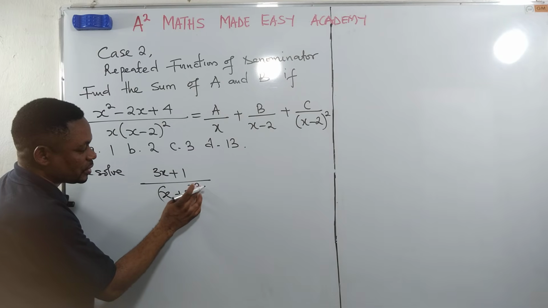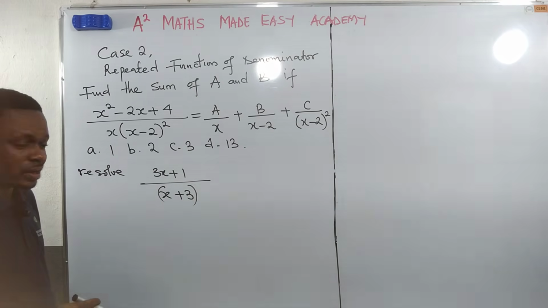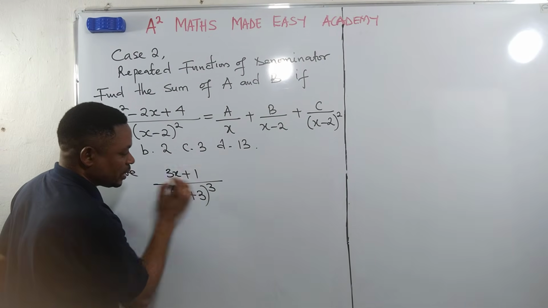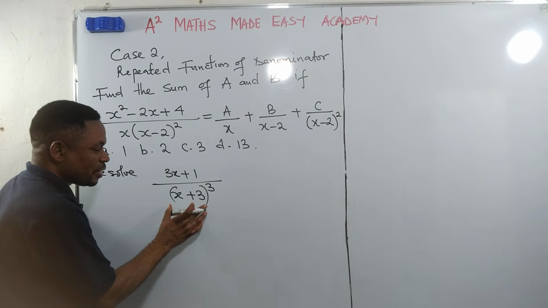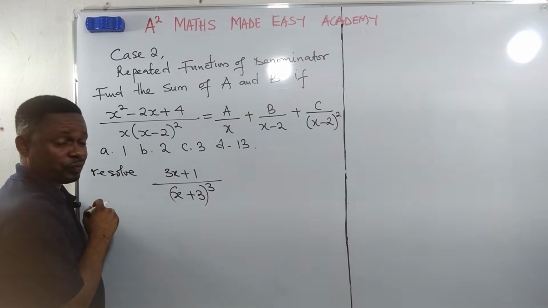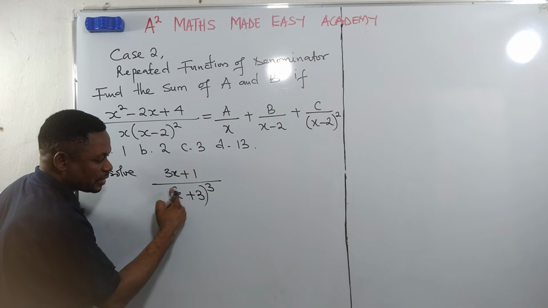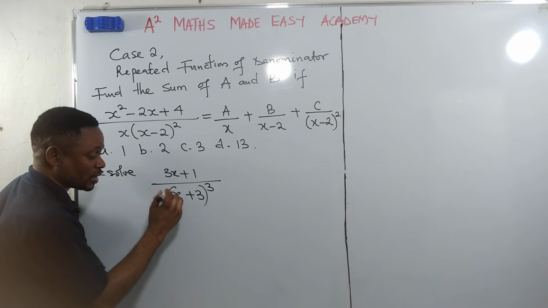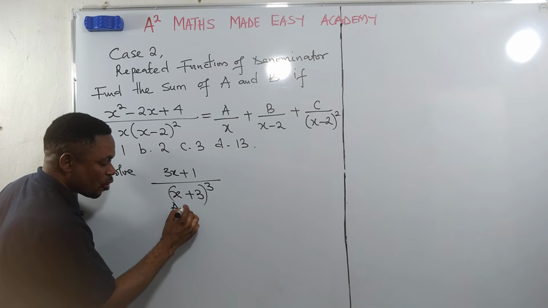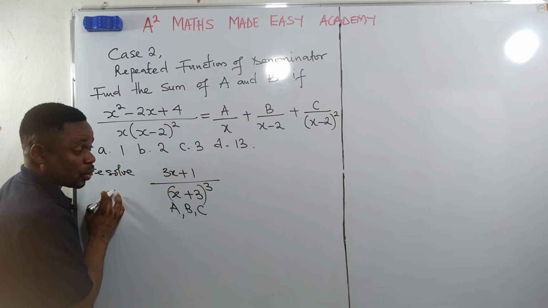But peradventure, this 3 is not here now. This is case 1. But in as much as power 3 is here, it is no longer case 1. We call it case 2, and that case 2 is what we call a repeated function. Can you observe that the power after the bracket is 3? And because it's 3, we are going to generate 3 constants. What are they? A, B, C. We are going to introduce them at the numerator.